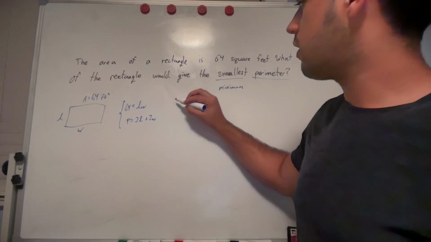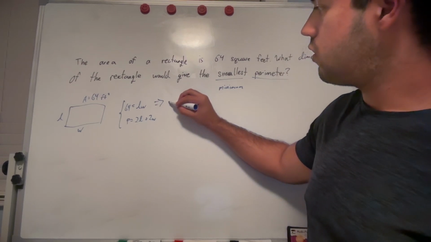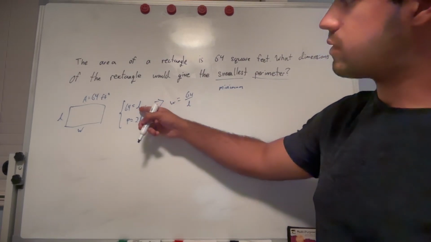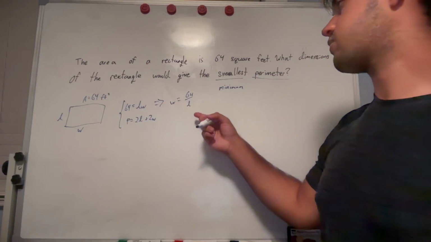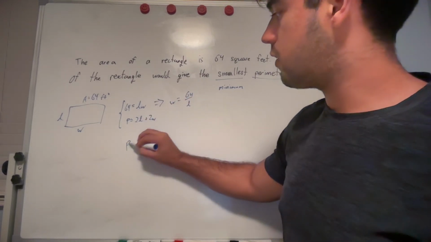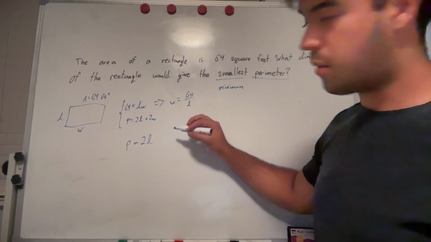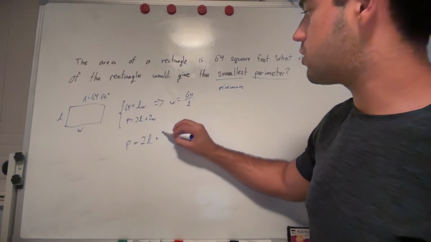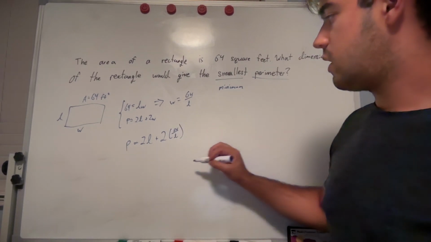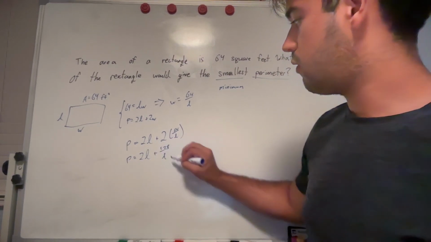So we're going to try to find one variable first using optimization practices. So what I'm going to do is convert this into W equals 64 over L. And what I did was I just divided by L on both sides. So now we have an expression in terms of W. And what I can do here is replace that in the bottom equation. So P equals 2L plus 2W. P is going to equal 2L plus 2 times 64 over L. And then I'm just going to simplify. So we're going to have 128 over L.